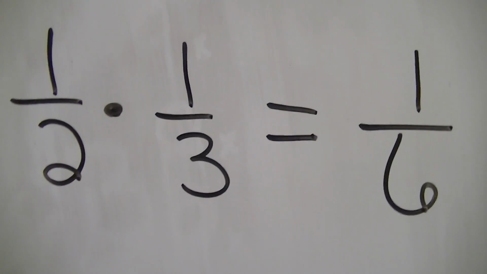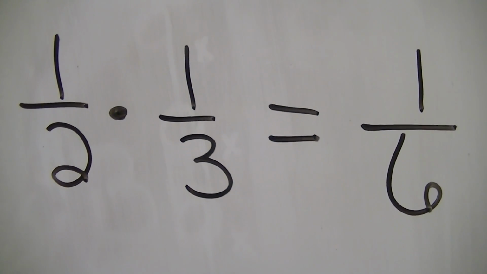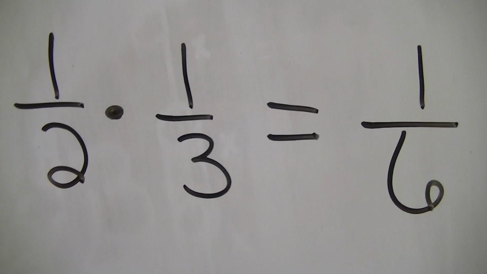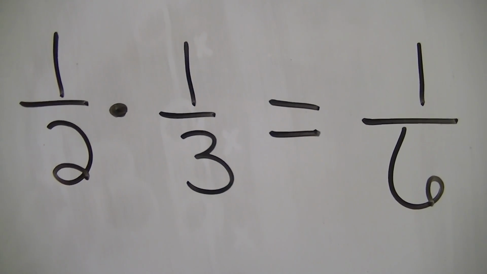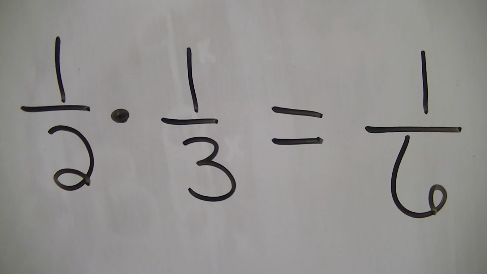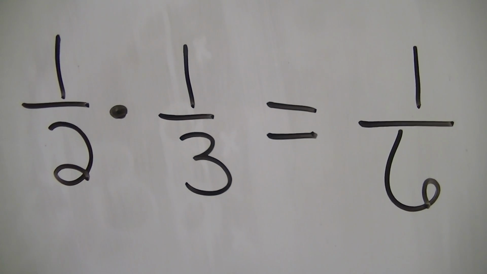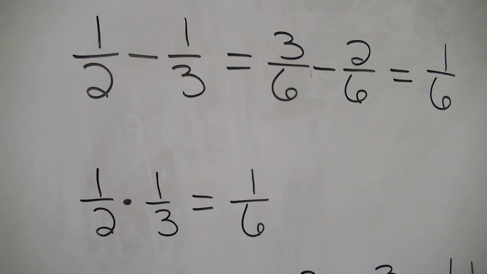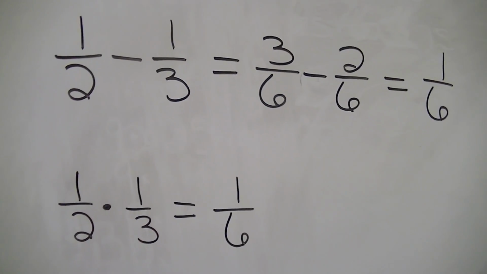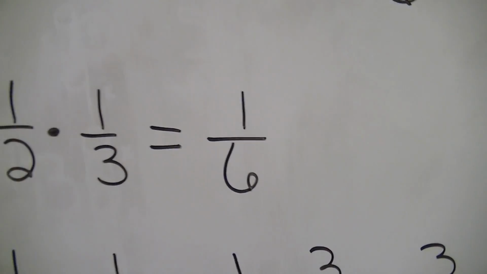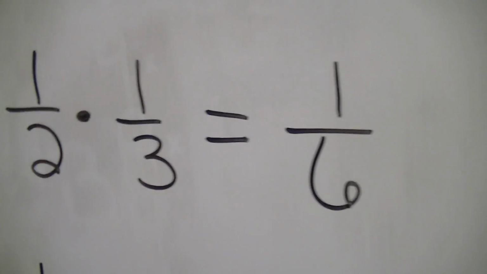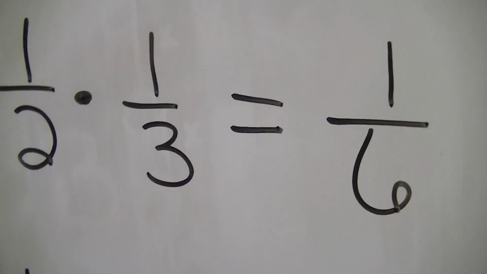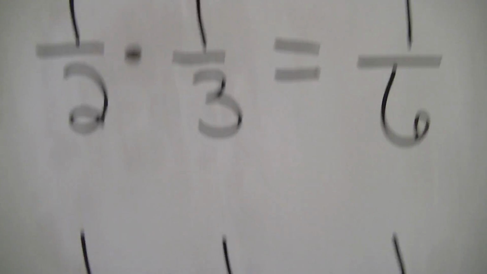With multiplication, you're just going to multiply across the top and multiply across the bottom. So 1 times 1 in this case is still 1. On the bottom, 2 times 3 still gives us 6, but if you notice, it's 1/6. Yes, it's the same answer as when we're subtracting, but that's just by chance with this example, okay? Not always going to be the same answer when you subtract and multiply, okay? Just FYI on that.